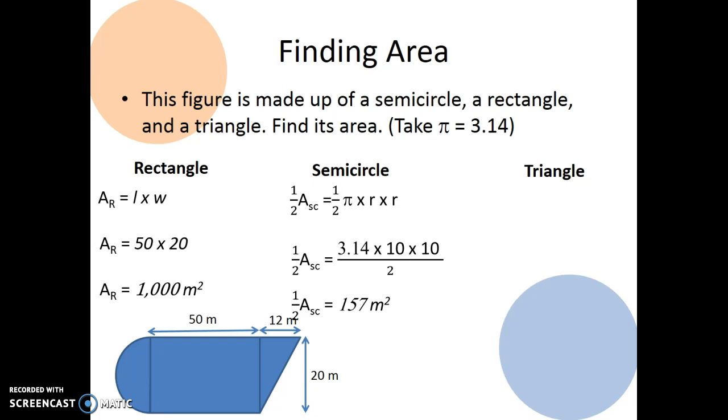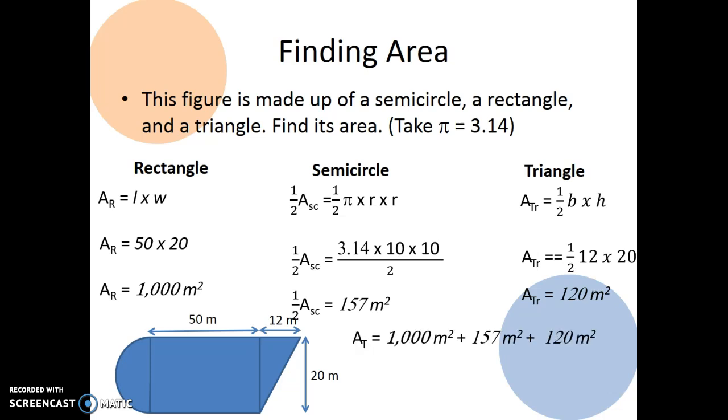Okay, now, you may or may not have remembered that the area of a triangle can be found by multiplying 1/2 times base times height. So we'll substitute in our values, 1/2 times 12 times 20, and we're going to get 120 meters squared. Now that we know the area of all 3 of those funny shapes, we can add them all together, and we'll get 1,277 meters squared for the total area of our figure.